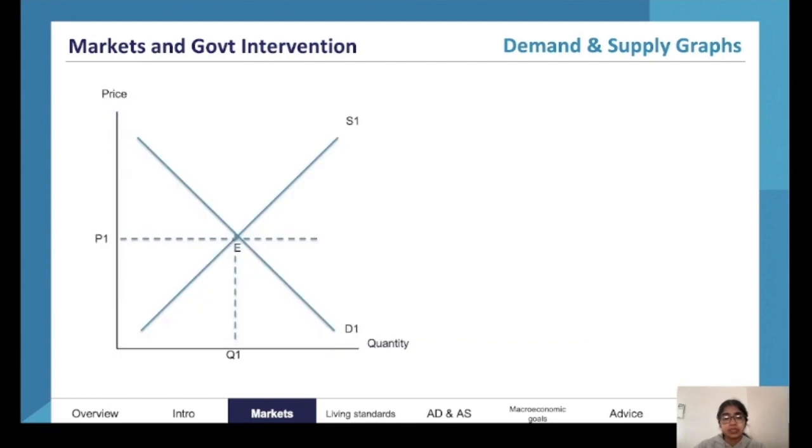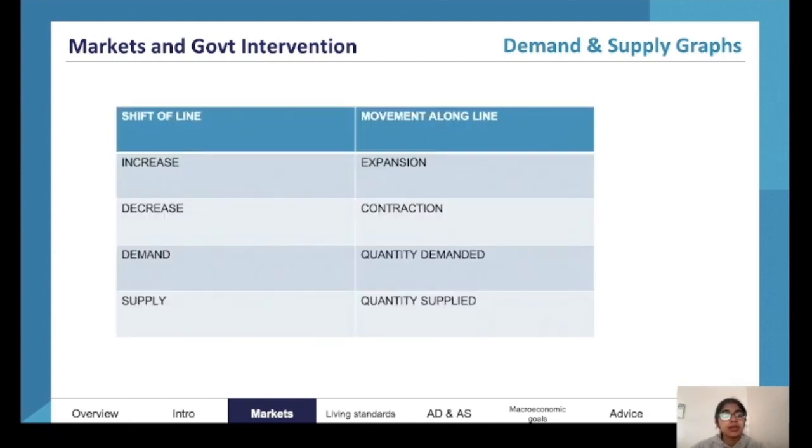Okay, let me go back. All right, so this is pretty much a summary of shifts and movements. Just remember, movements are because of price-related factors. It's literally the price of that specific good or service changing, whereas a shift is all about other non-price related factors.